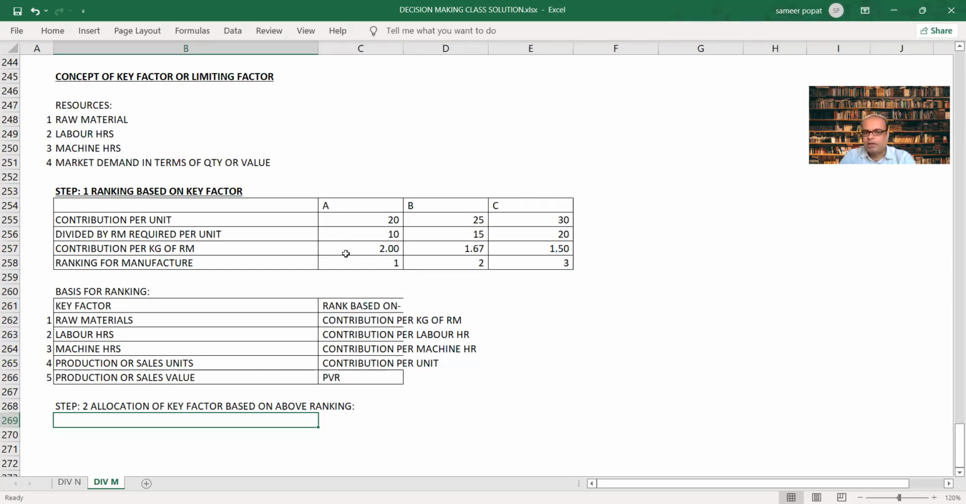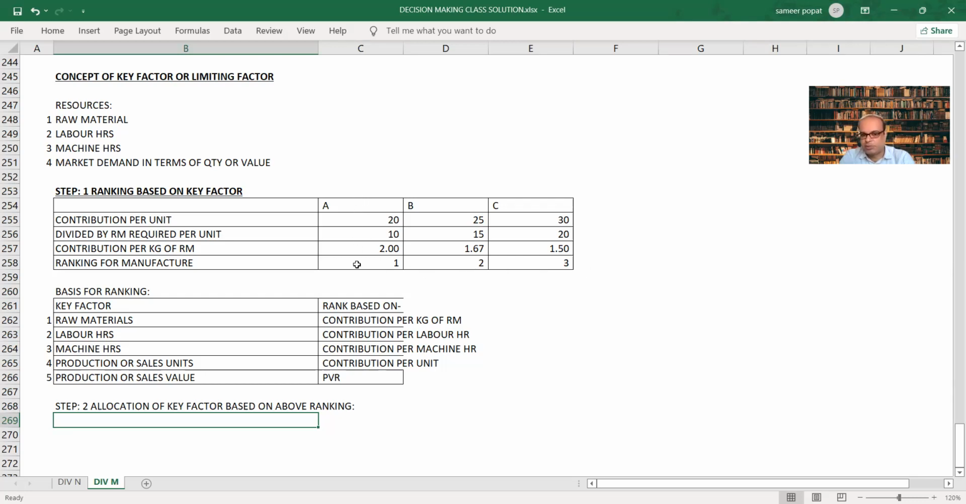After fulfilling the market demand of product A, we'll start manufacturing product B, that is rank 2. After we fulfill the market demand of product B, we'll start manufacturing product C. So whatever material is available, to that extent, we can manufacture C. We cannot fulfill the full market demand of product C because the quantity of raw material we require is not available. That is why we need to cut the production of some of the products.